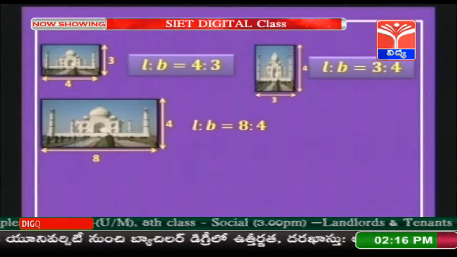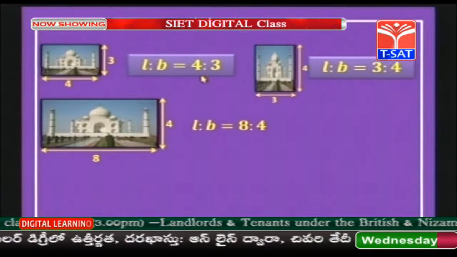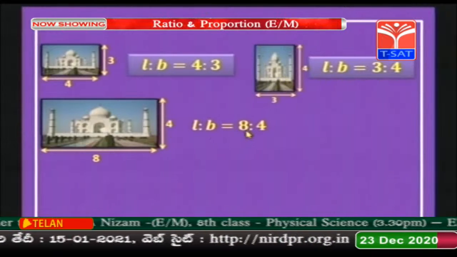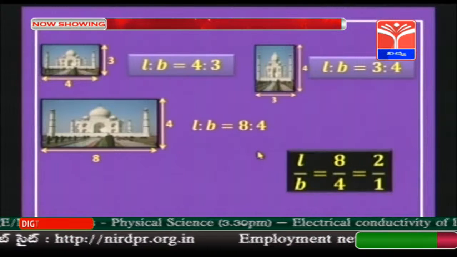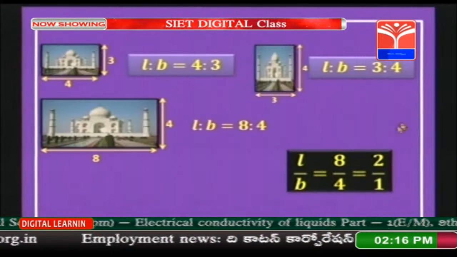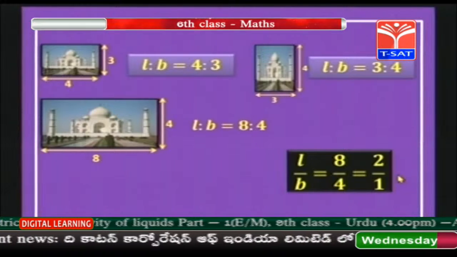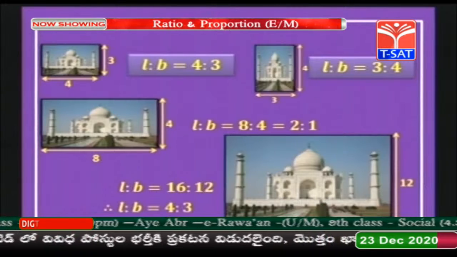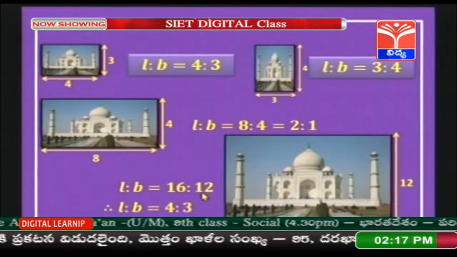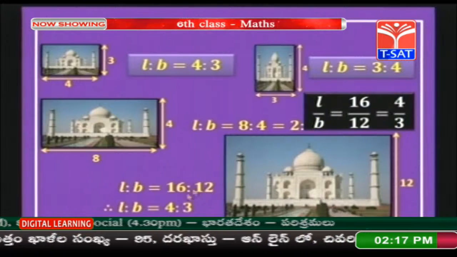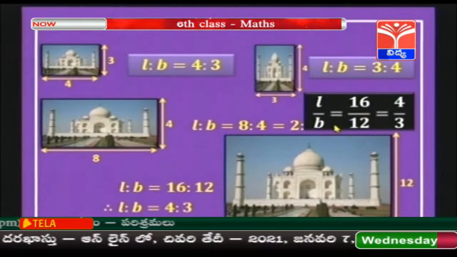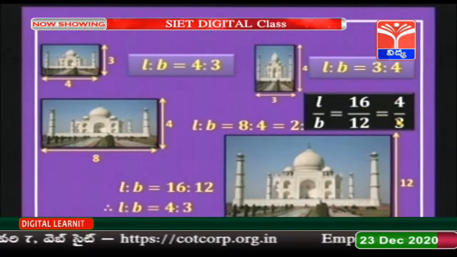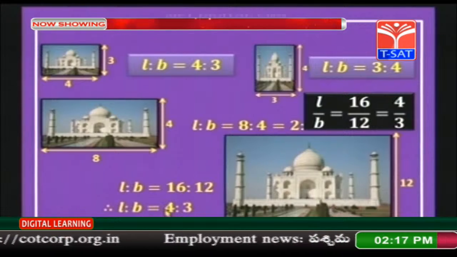So let us summarize these things, children. The first one we got L is to B as 4:3. The second image is 3:4. The third one is 8:4. Now this 8:4 can be written as 8/4, and on simplification you get 2/1, that is nothing but a 2:1 ratio. Now let us move on to the final one, that is L is to B as 16:12. This 16:12 can be written as 4:3. How, children? L by B is 16/12. So cancelling with 4, we get 4/3, that is nothing but 4:3.